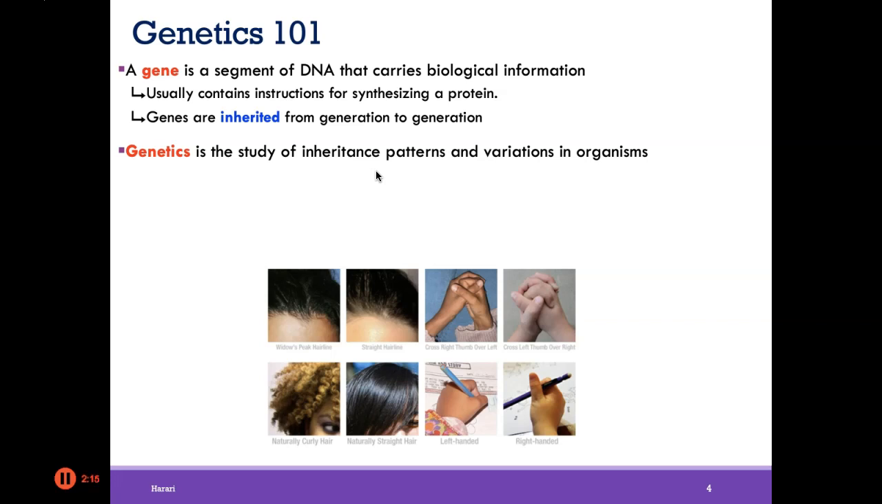So this chapter is called Patterns of Inheritance. That's another way to say we're studying genetics. We're studying the patterns of inheritance in organisms. How do genes get passed on from mom and dad to their children?